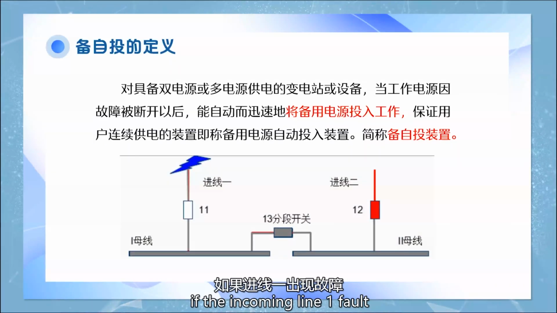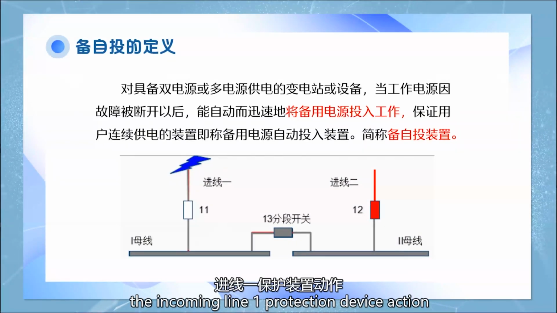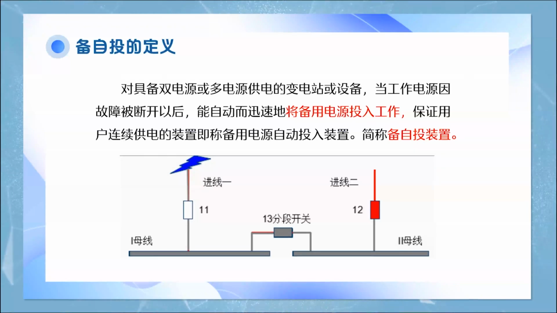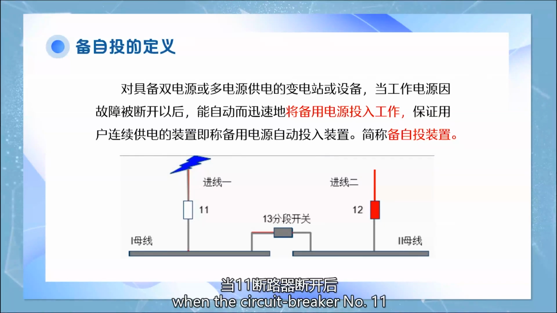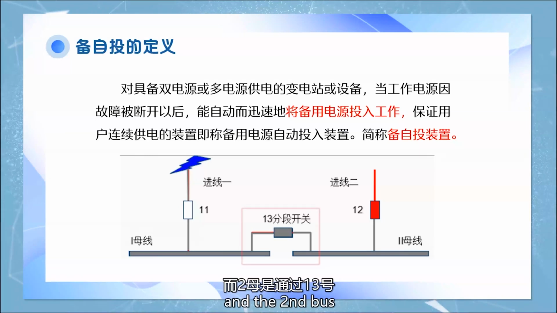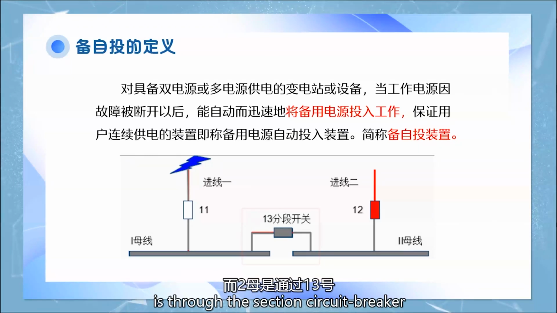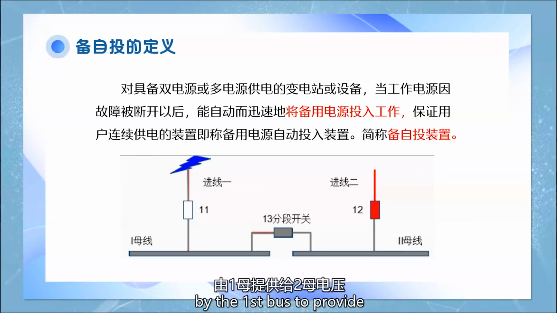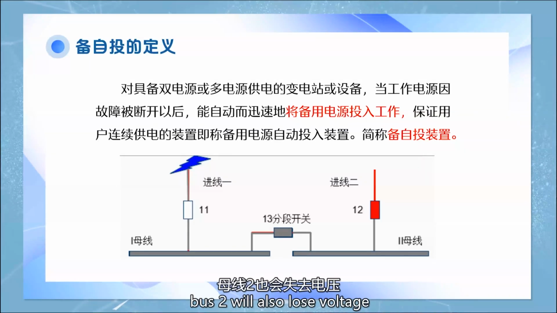If the incoming line 1 faults, the incoming line 1 protection device will act to trip and open the circuit breaker number 11. When the circuit breaker number 11 is disconnected, the first bus will be out of voltage, and the second bus, which is supplied through the section circuit breaker number 13 by the first bus, will also lose voltage.